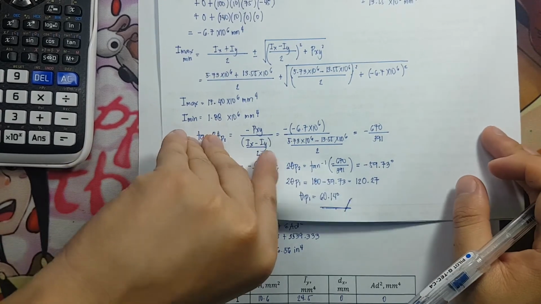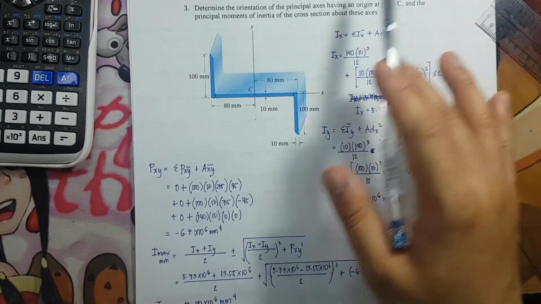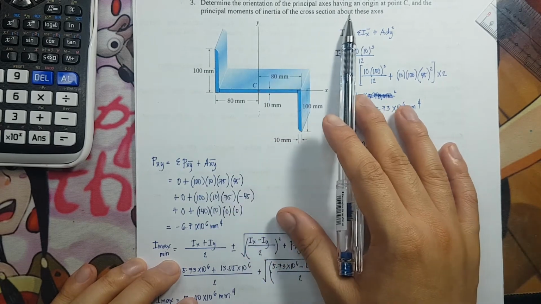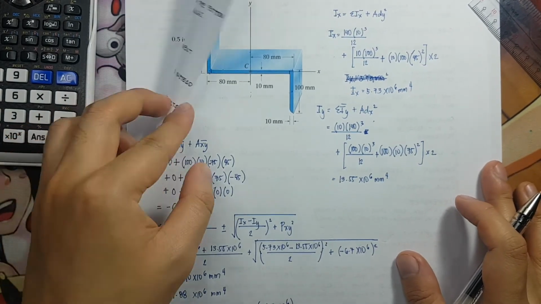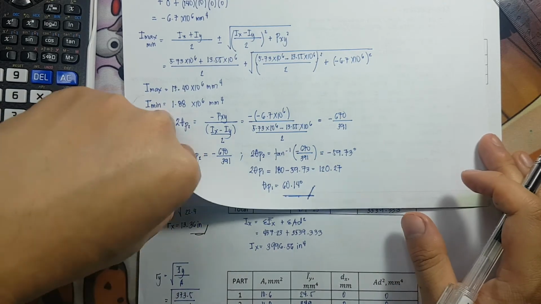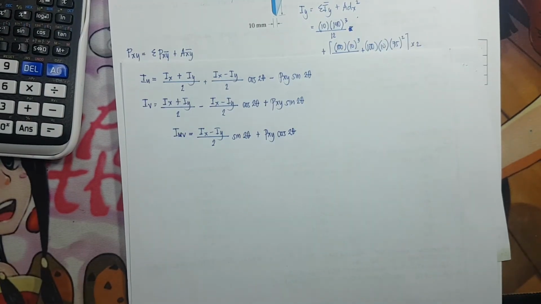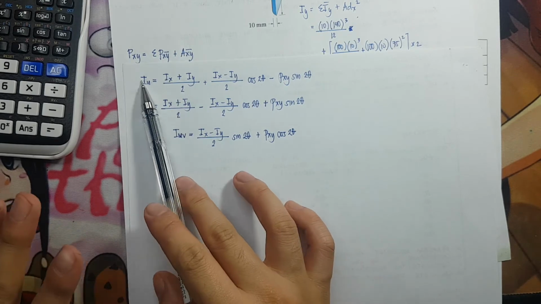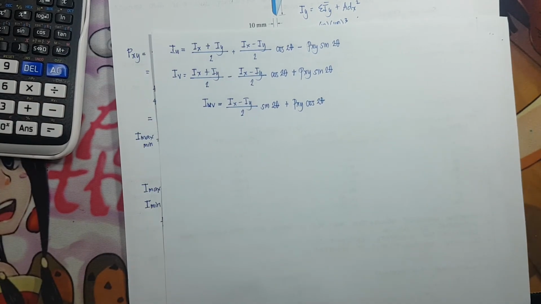But we are not yet done, because what we solve here is the Imax and Imin for the principal axis having an origin at point C. So the next thing we need to solve is the principal moments of inertia of the cross section about this axis. So therefore, that is IU and IV. So with the help of this angle here that we were able to solve, which is 60.14, we can now solve our IU and IV. Okay? So we have here the moment of inertia with respect to U, moment of inertia with respect to V, and the product of inertia UV. Okay, so we can now solve our IU.